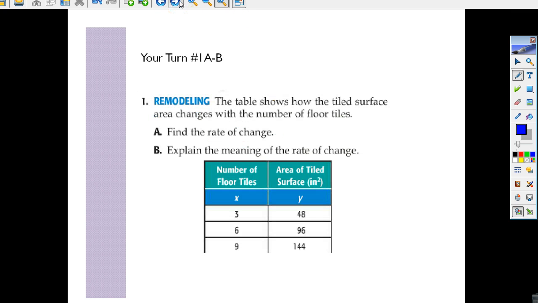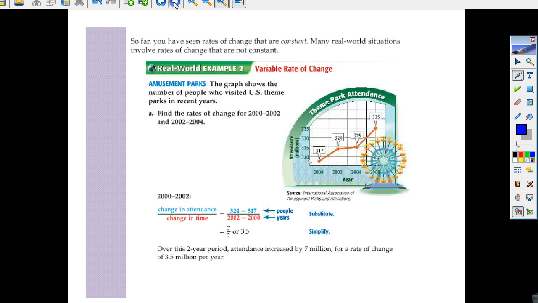Alright, so here's your turn numbers 1A and 1B about remodeling. Your number of tiles and the area of tiled surface. So find the rate of change and then explain the meaning of the rate of change. So go ahead and pause the video and come back when you're done. Okay, welcome back. Moving on.